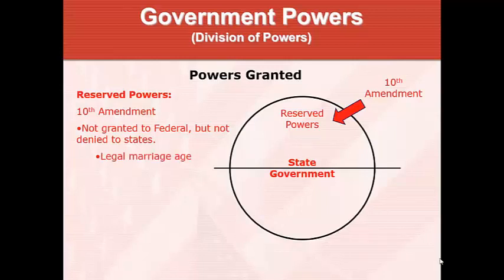A few examples here are very specific, and a healthy way of thinking about this is that the state is granted the power to create laws and do things that affect people in their states. For example, granting the legal marriage age. Marriage laws in general, that's why there is such a debate over same-sex marriage right now, and it changes from state to state. Drinking ages, other laws that have to do with substances.